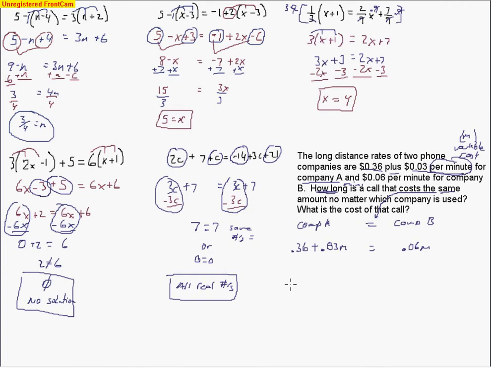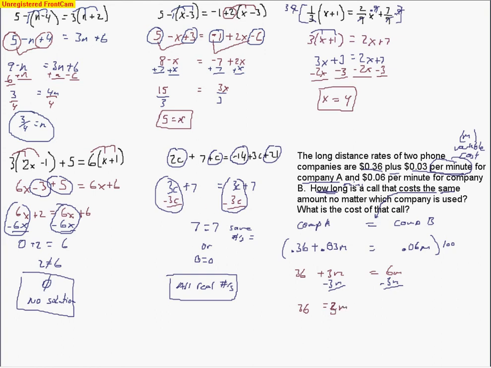Now I've got some decimals, so let's go ahead and get rid of those. I'm going to multiply this whole equation by 100. And when I do that, I'm now left with 36 plus 3m equals 6m. Now I don't have any decimals to deal with. I wanted to move those decimals 2 spaces to the right. So now I'm going to go ahead and subtract the 3m from both sides. And that leaves me with this 36 equals 3m.